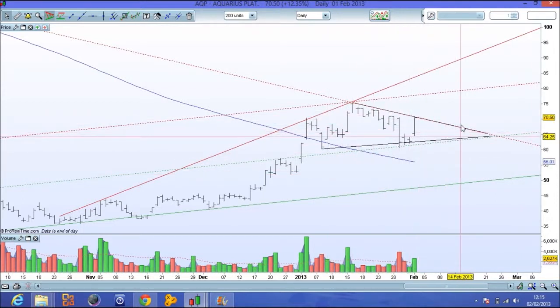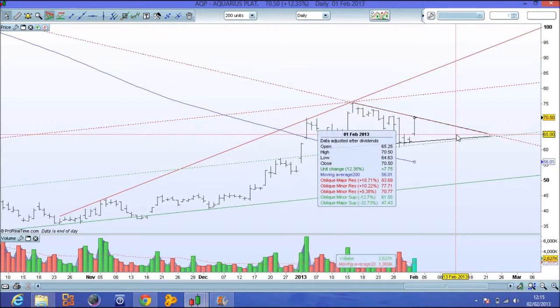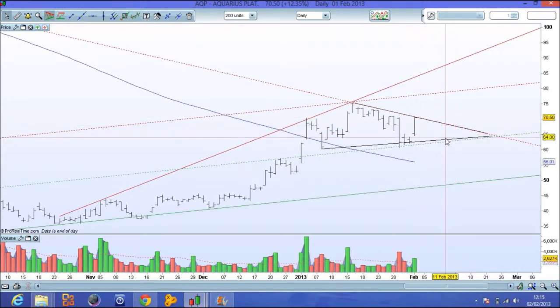But as things stand, we don't really want to be trading this. I mean, it could break upwards and hit the resistance line, but we don't want to be guessing where that pennant's going to break. So I'd certainly be a seller if I was a shareholder at the moment.